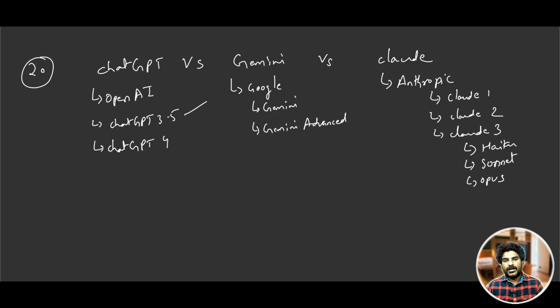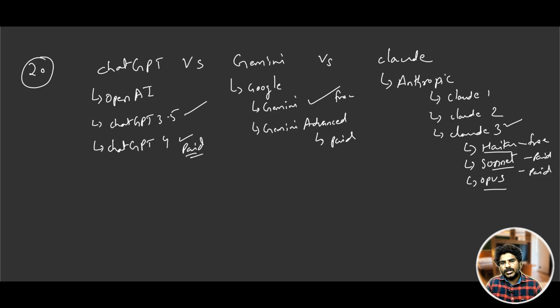ChatGPT 3.5 is a free version. You can use it without any subscription, but ChatGPT 4 is a paid version, so you need a subscription to use it. Similarly, Google Gemini is a free version, and Gemini Advanced is a paid version. In Claude 3, you have the free version, which is Haiku, and the other two are paid versions, so you need a subscription to use Sonnet and Opus, but you can use Haiku freely. I'm planning to make a video on ChatGPT, Gemini, and Claude. We'll see the basic differences between the three and also how to use them.